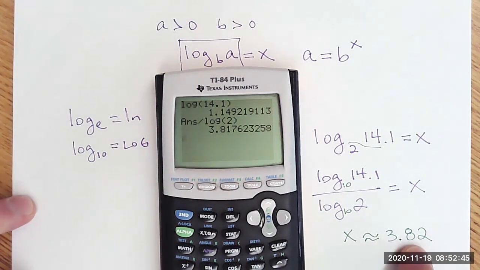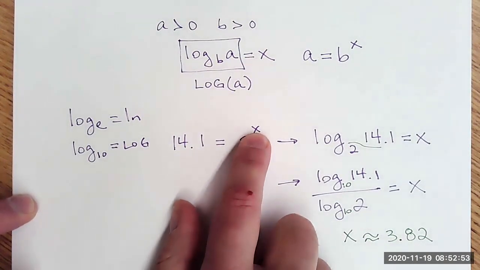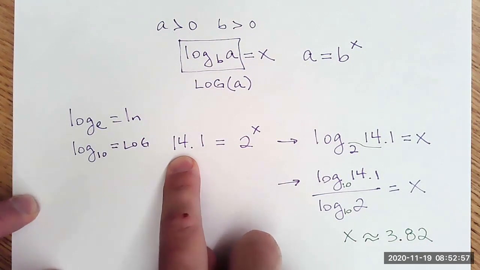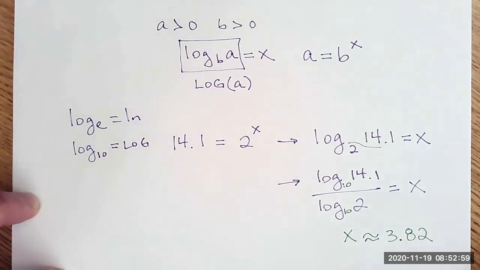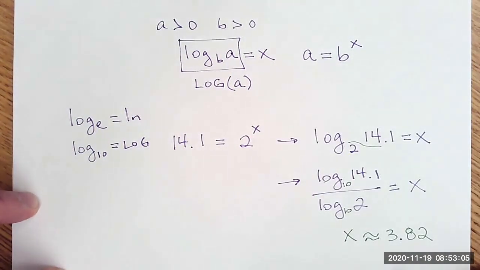Now to confirm that's the case, we can plug that value back in to the original problem. Is 2 raised to 3 and 82 hundredths approximately 14 and a tenth? The answer is yes. Next problem.